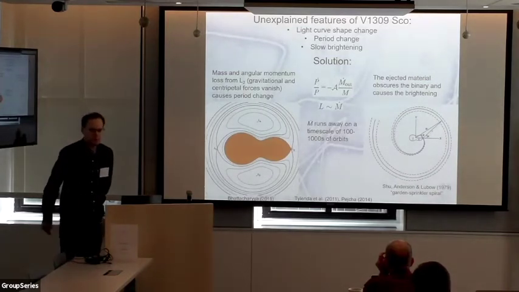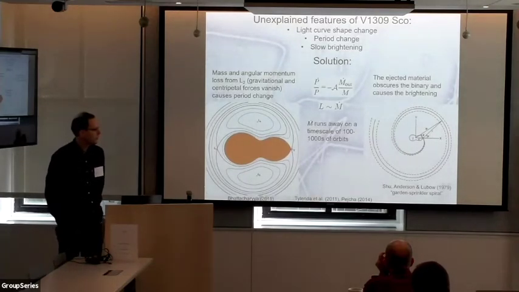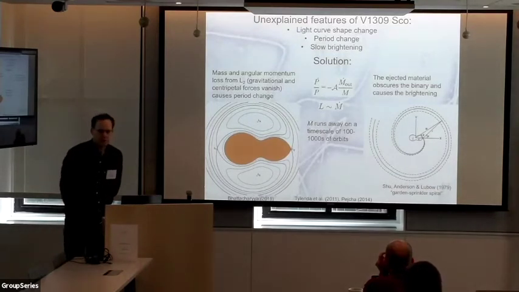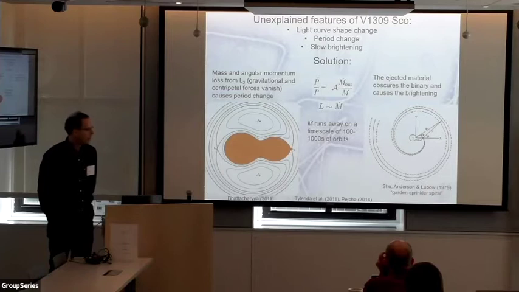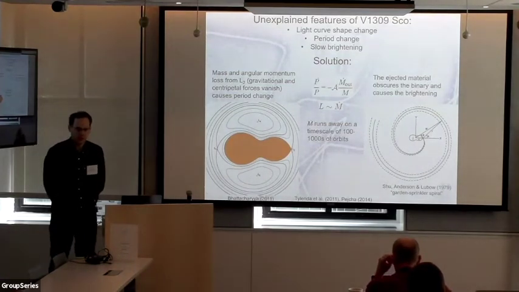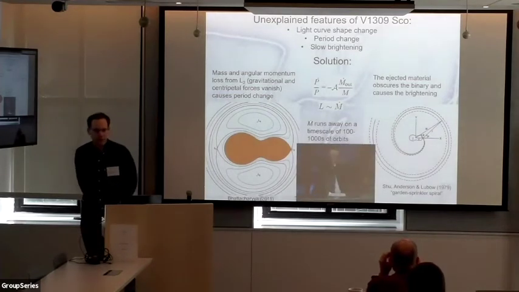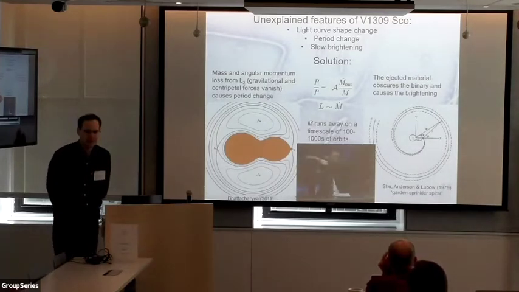And the constant of proportionality is basically the specific angular momentum of the L2 point. Eventually, the stream that's coming out will also shine, and the luminosity should be proportional to the mass loss rate. But in order to do better than this, we had to do a substantial amount of work. So the idea, in short, is that the mass loss rate from L2 runs away on a time scale of 100 to thousands of days. And that explains what happened in the binary, as is nicely illustrated by Stephen Colbert.